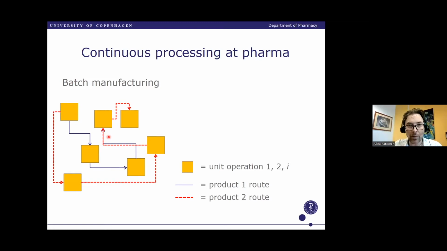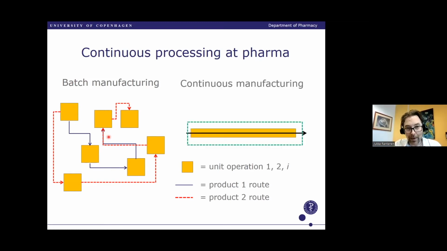But the idea with continuous processing is that we basically remove all this and get them connected so that material can be handled as a continuous flow of material. So it starts with a continuous mixing of powder, continuous granulation, tableting can be continuous, and the coating process can be continuous. So in this case, we are connecting all these processes, and then we have basically this imaginary tube that is used for processing material.